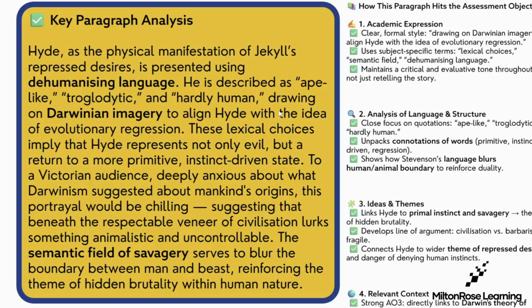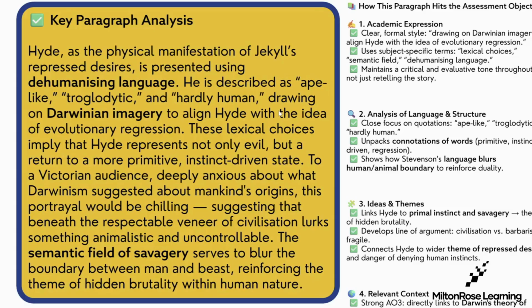To a Victorian audience deeply anxious about what Darwinism suggested about mankind's origins, this portrayal would be chilling, suggesting that beneath the respectable veneer of civilization lurks something animalistic and uncontrollable. The semantic field of savagery serves to blur the boundary between man and beast, reinforces the theme of hidden brutality within human nature. Bravo, that's top marks for that paragraph.